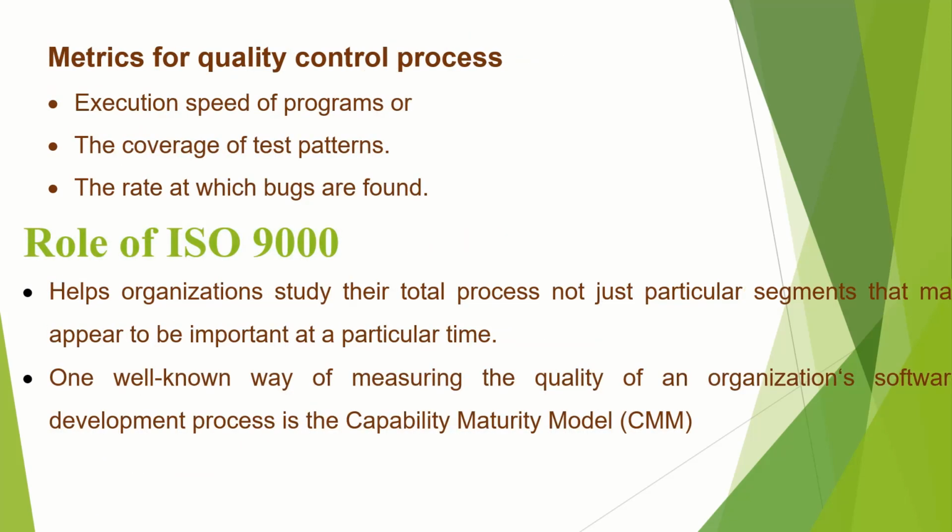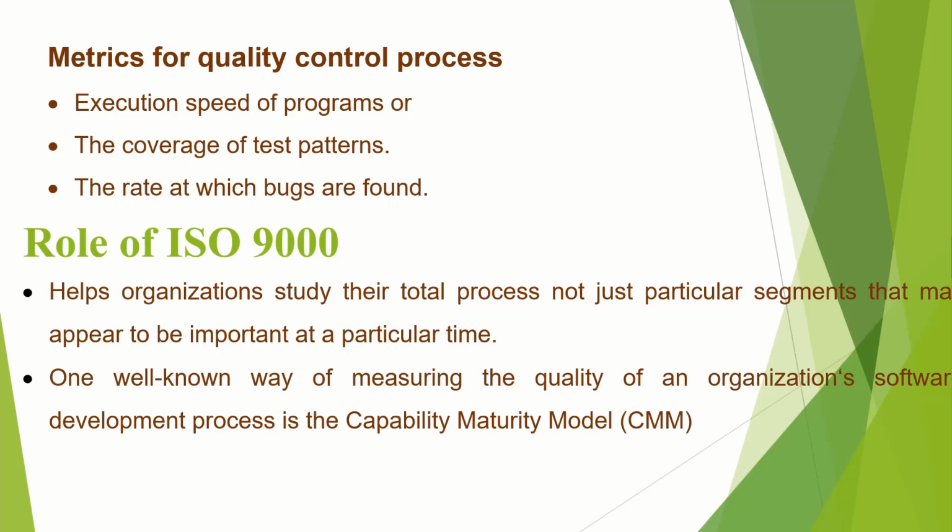So metrics are important to the quality control process. To know whether we have achieved high levels of quality, we must be able to measure aspects of the system and our design process. We can measure certain aspects of the system, say execution speed of programs or the coverage of test patterns, or we can also measure aspects of the design process, such as the rate at which bugs are found.